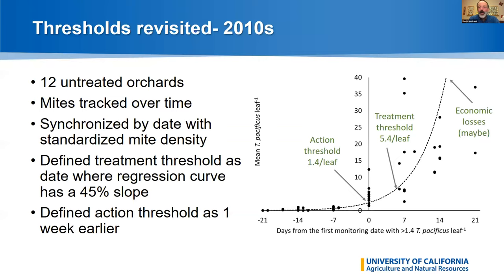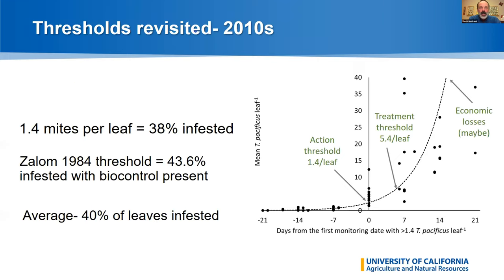And then we backed off a week before that. What it came down to was that the action threshold is 1.4 mites per leaf to prevent mites from being at 5.4 per leaf one week later. Because we saw that when you had 5.4 per leaf, that was the point that one week and two weeks and so on after that, you had that nasty exponential growth that everyone needs to prevent. So we took those numbers, we converted those mites per leaf, and yes, we did count every mite on every leaf all years, an insane amount of work.